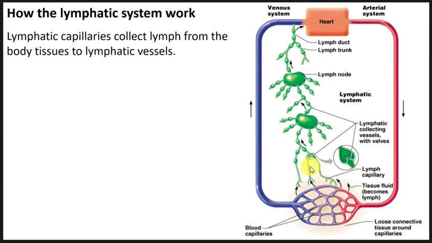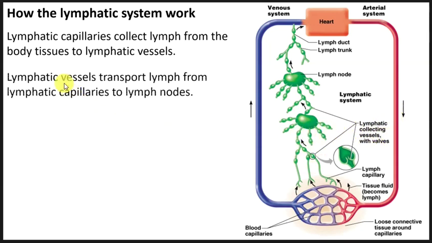So from here, these are small tubes called the lymphatic capillaries. Then it goes to these bigger ones here, which are called lymphatic vessels. Lymphatic vessels transport lymph from lymphatic capillaries to lymph nodes. So these are lymphatic vessels. They will transport that lymph from this capillary into these parts called the lymph nodes.